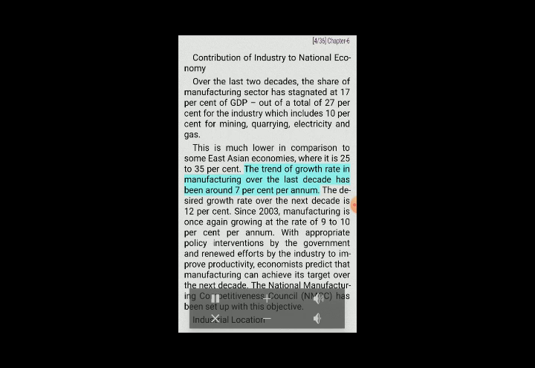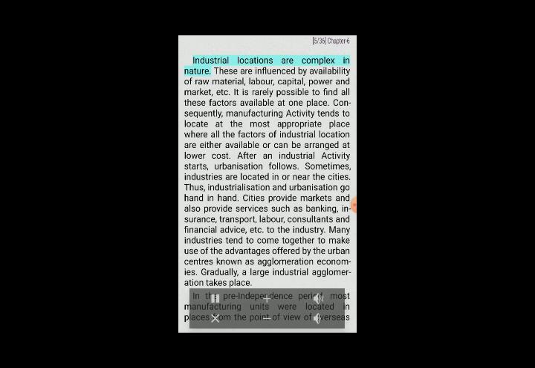The trend of growth rate in manufacturing over the last decade has been around 7% per annum. The desired growth rate over the next decade is 12%. Since 2003, manufacturing is once again growing at the rate of 9 to 10% per annum. With appropriate policy interventions by the government and renewed efforts by the industry to improve productivity, economists predict that manufacturing can achieve its target over the next decade. The National Manufacturing Competitiveness Council (NMCC) has been set up with this objective.